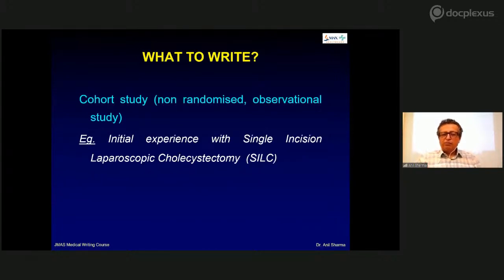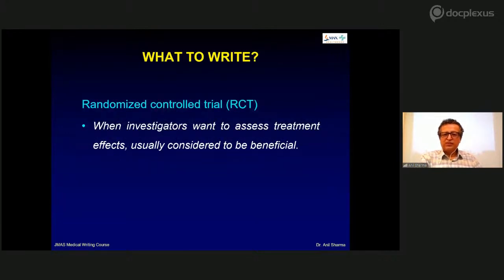So you have performed single incision laparoscopic cholecystectomy on, say, 100 patients. And you have then decided that you will follow up these patients for the next 1 year or the next 2 years and look for primary endpoints and secondary endpoints. For example, incisional hernias, for example, bile duct injury, for example, other things. So that constitutes a cohort study.